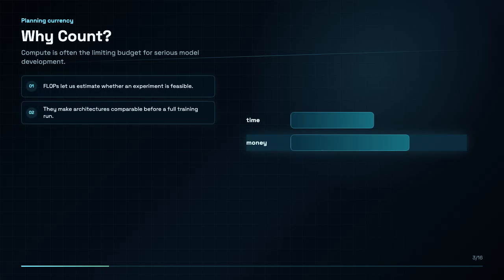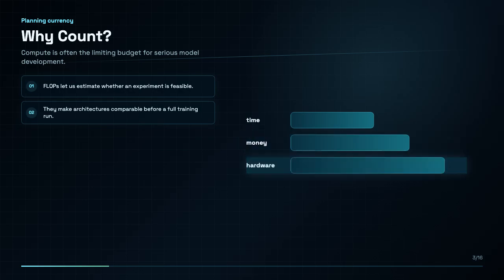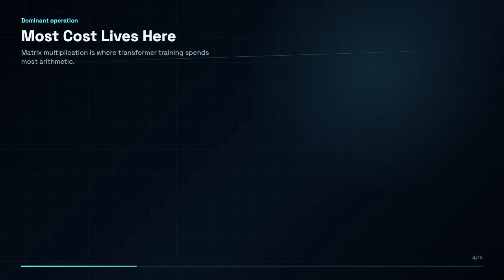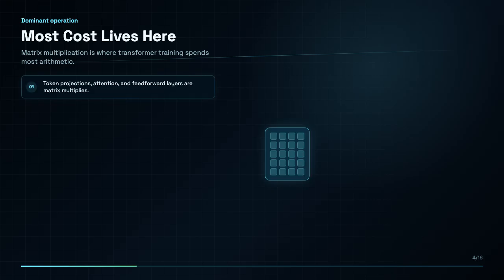Why count flops at all? Because computational cost is the limiting factor in language model development. Training a state-of-the-art model can cost millions of dollars in hardware time. If we want to predict how long training will take, or compare the efficiency of different model architectures, or decide whether a research idea is feasible, we need a way to estimate compute. Flops provide that currency. They let us say, this operation costs this much, this architecture costs that much, and therefore we can or cannot afford to try it.